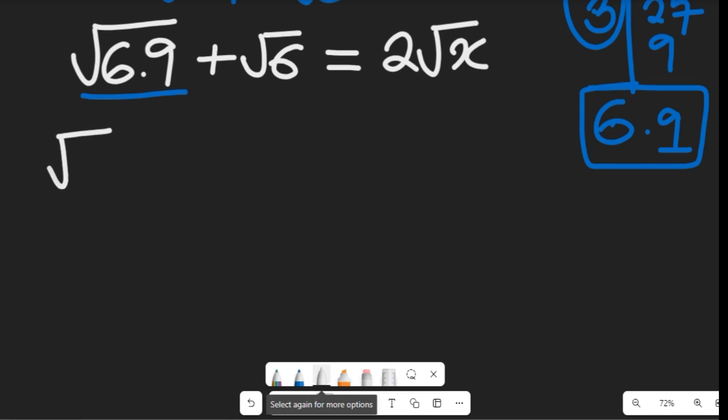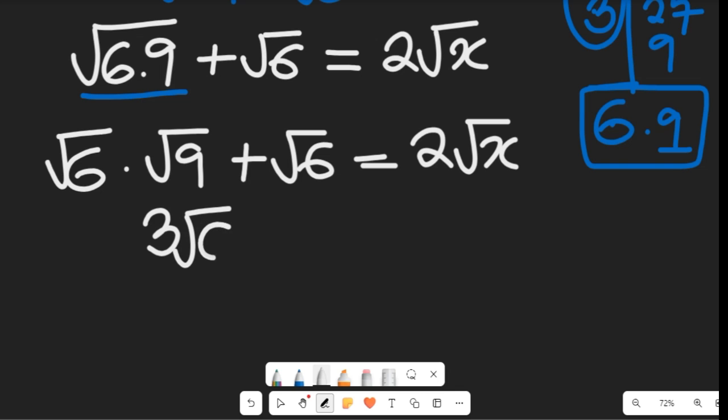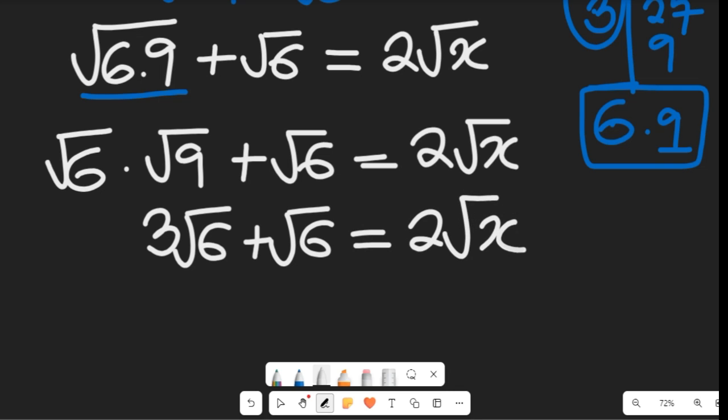Now in the next step, according to the law of roots, we are going to simplify this. So if we break up that root, this will give us the square root of 6 multiplied by the square root of 9 plus the square root of 6 equal to 2 multiplied by the square root of x. Great. Now we have 2 square root of 6, right? We can carry this out in two approaches. The square root of 9 is going to give us 3 root 6 plus the square root of 6 equal to 2 root x. Great.